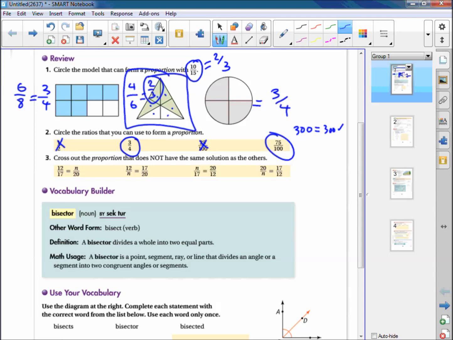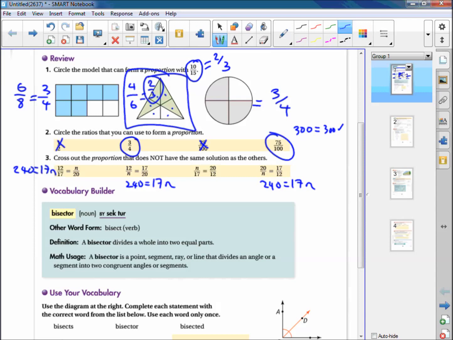All right, so cross out the proportion that does not have the same solution as the others. So we have to go through and solve them. If we solve the first one, we get 12 times 20, which is 240, equals 17n. That's our cross products. Here, this is going to be 240 equals 17n. So I know these two are going to match no matter what it divides to. And over here, we're going to get 240 equals 17n. So these three are going to match.